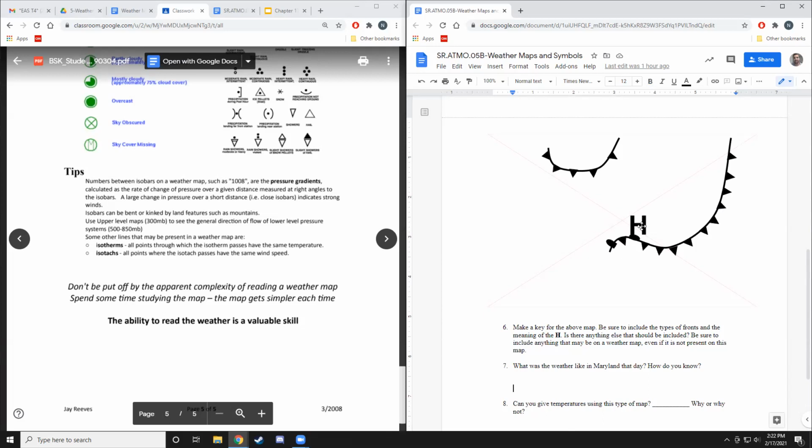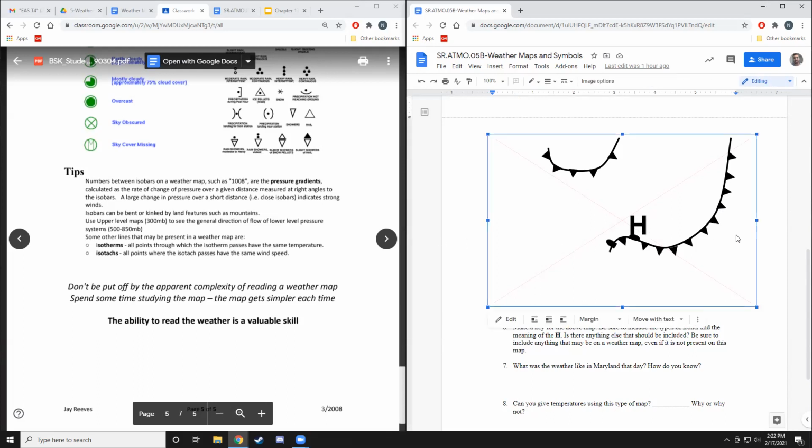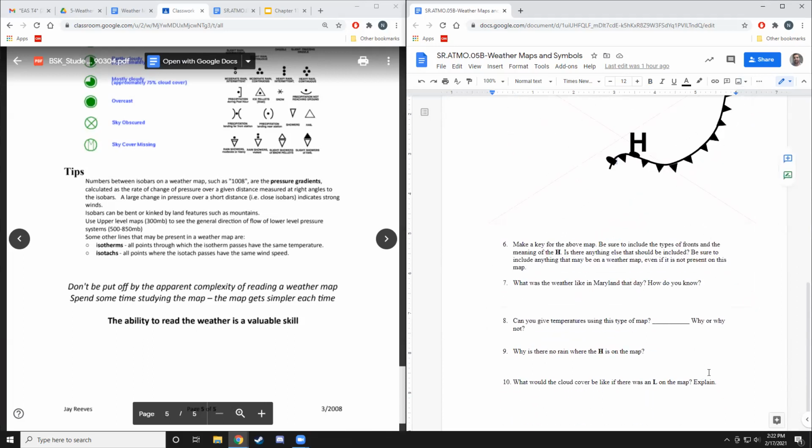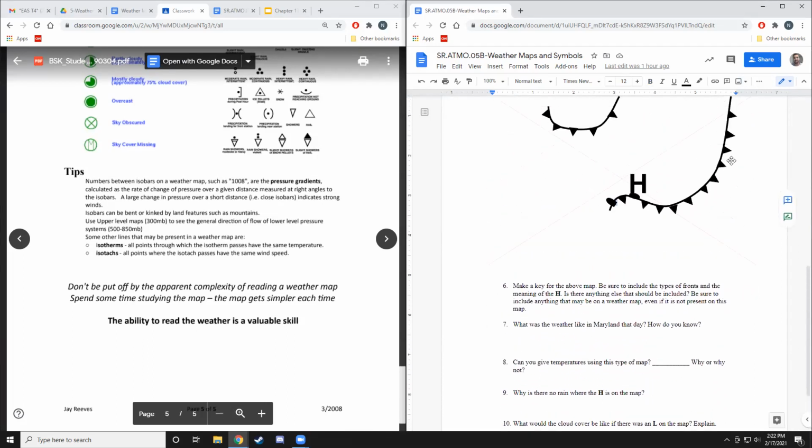Good. And the H stands for, it's a pressure, H for high pressure. Okay, so this is the high pressure pushing this cold front. That's where the cool dry air mass is. Okay. It's supposed to be just at the point right here. What's the weather like in Maryland? So it's right over in this area. It's right on the cold front, so it's going to be raining. And how do you know it's right on the cold front?